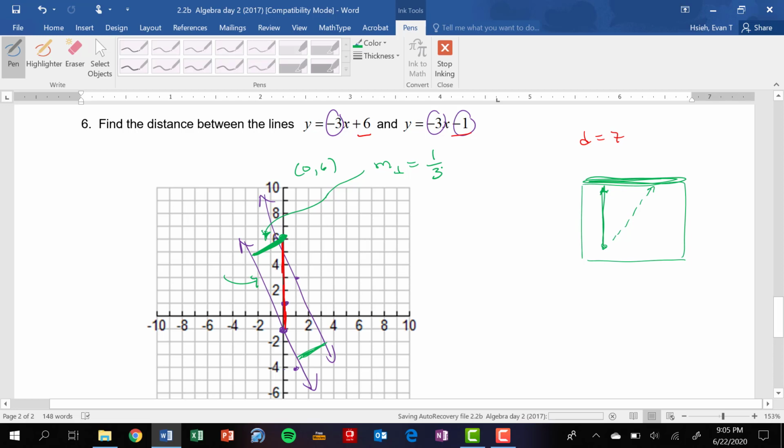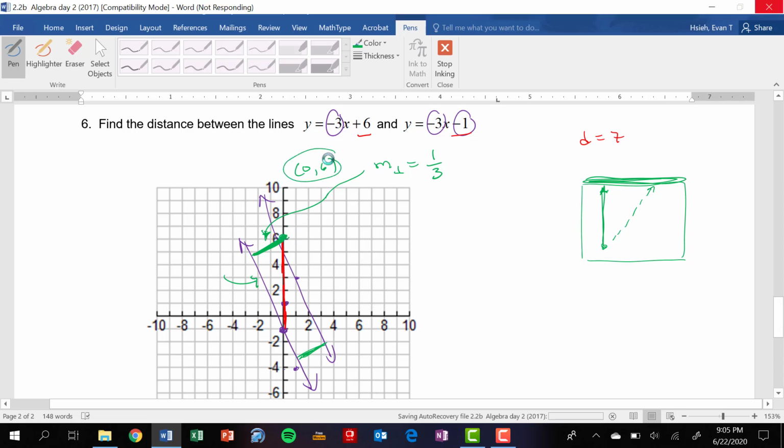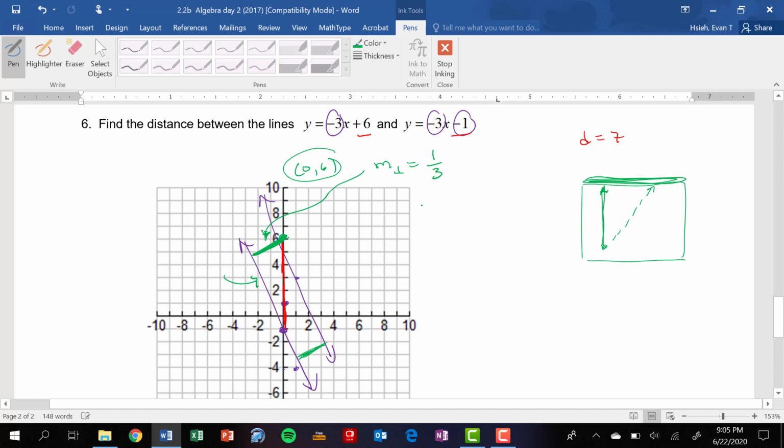And I know that this point right here is a point on that green line. So I can plug this into point-slope form, or actually slope-intercept form, since I know that this is the y-intercept. So it's just going to be y equals 1/3, that's my slope, x, plus 6. That's the equation of the green line. And the purple line, which is this one right here, I already know the equation of this one. It was y equals negative 3x minus 1.